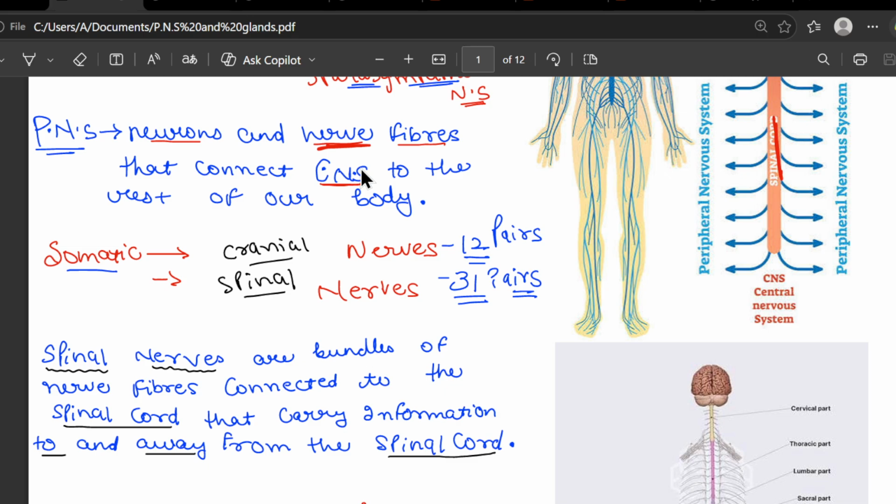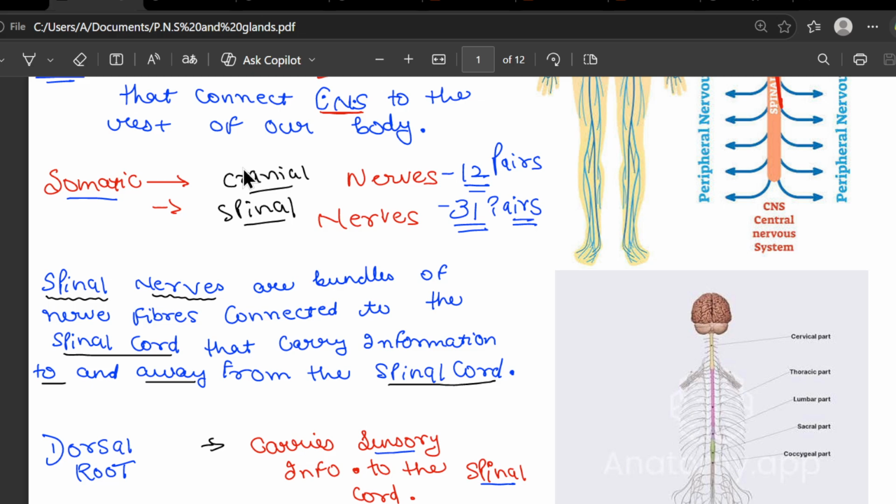If you do not have a peripheral nervous system, your brain will not be able to connect to the rest of your body and will not be getting signals from your body to the brain. And that is why the peripheral nervous system is as important as the central nervous system. Some students think it is not that important, but that is their mistake. It is very, very important. Somatic is divided into two important nerves, cranial nerve and spinal nerve. You have a total of 12 pairs of cranial nerves, and a total of 31 pairs of spinal nerves.